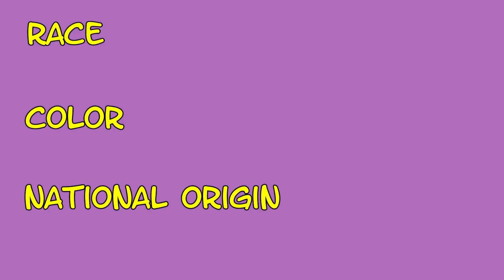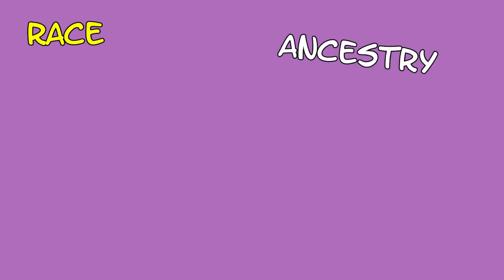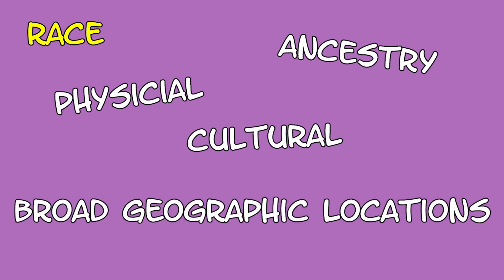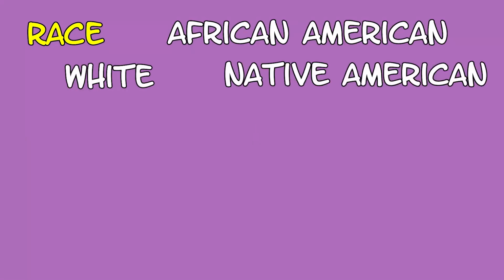First off, it's important to understand the definitions of race, color, and national origin as they relate to discrimination. Each has distinct characteristics. You could experience one, two, or all three as bases for employment discrimination. Race discrimination is discrimination based on ancestry or physical or cultural characteristics typically associated with groups with shared origins from broad geographic locations. Examples of races include white, African American, and Native American.